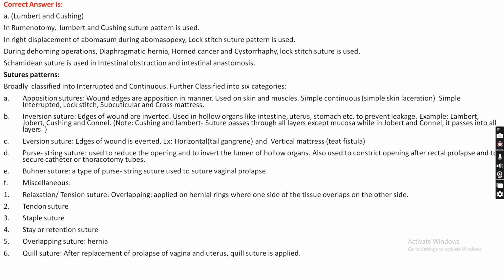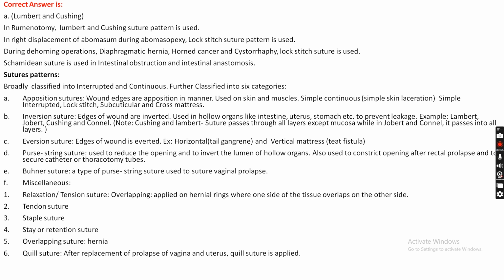In right displacement of abomasum, during abomasopexy, we actually use the lock stitch suture pattern. Similarly, the lock stitch suture pattern is also used when there is horn cancer and we have to perform dehorning operations, when there is a diaphragmatic hernia, and in cystotomy, when we have to sew the urinary bladder. Similarly, the Ford interlocking suture is used in intestinal obstructions and intestinal anastomosis.